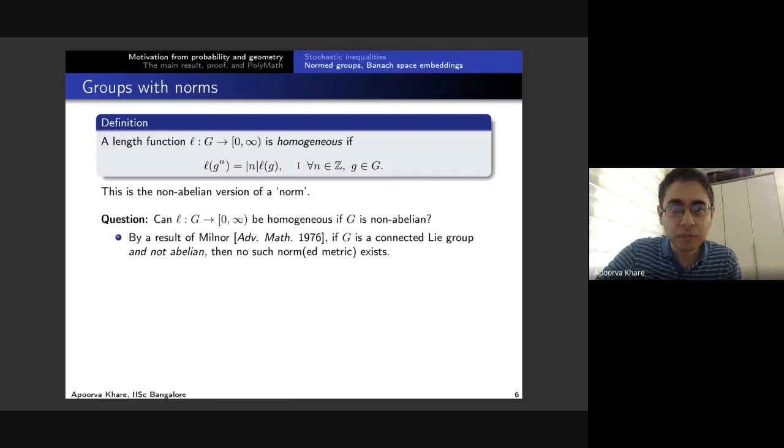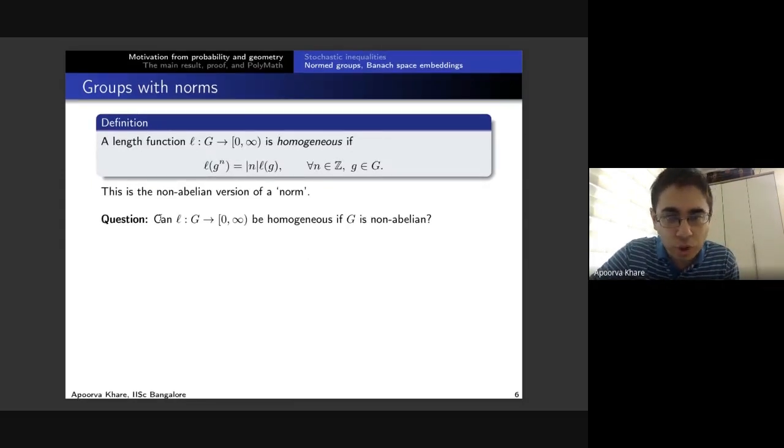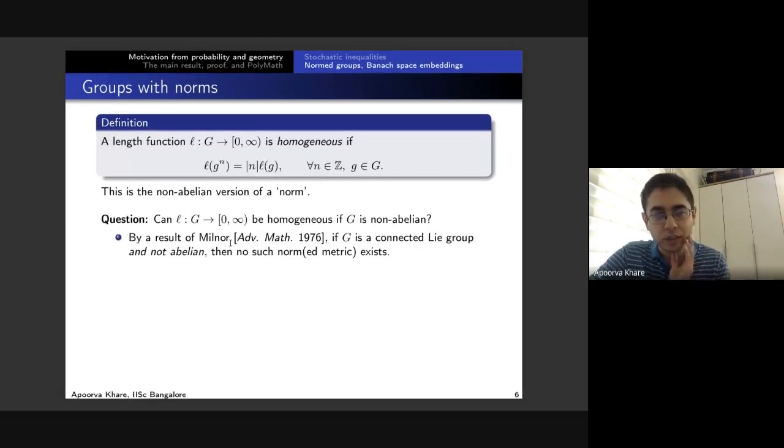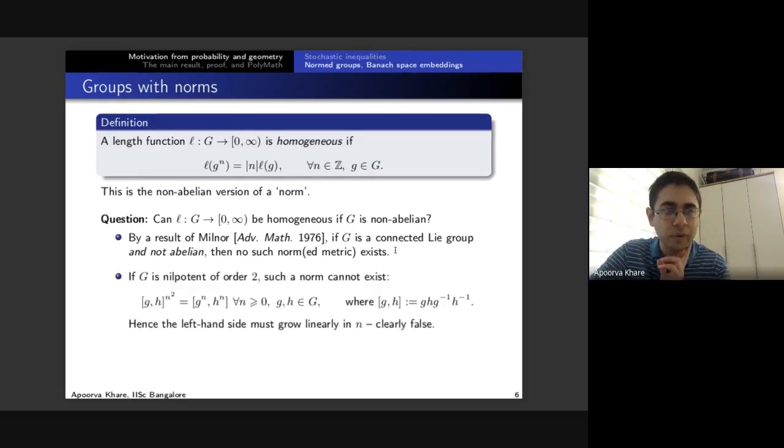Now once you go to geometry, some geometers were able to tell me some partial answers. What Milnor proved, one of the leading geometers in the world, 40, 50 years ago, is that if G is a connected Lie group and not abelian, then no such norm exists. I will even tell you a little bit about this on a future slide for those who know Lie groups. If not, then don't worry about it.